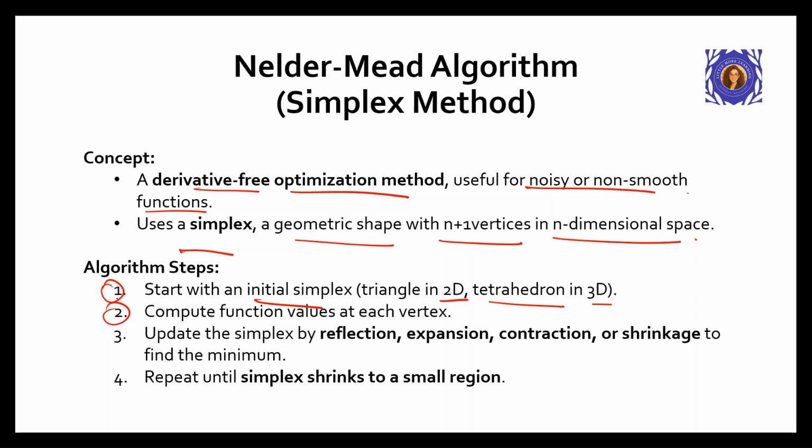We need to compute the function values at each vertex. Step number 3 is to update the simplex by reflection, expansion, contraction, or shrinkage to find the minimum. Lastly, we need to repeat it until the simplex shrinks to a small region. Advantages are that it does not require derivatives and works well for non-smooth and non-convex functions. Disadvantages involve that it can be slower than the gradient-based methods and may fail in high-dimensional problems.